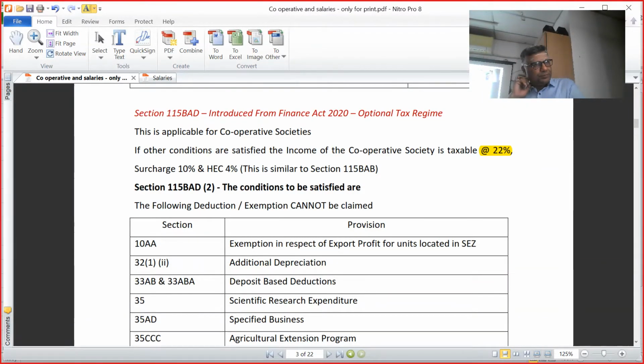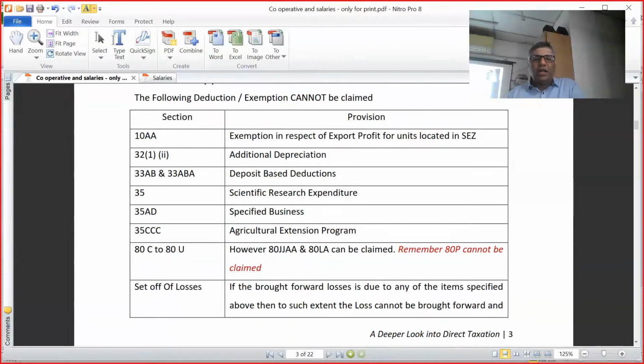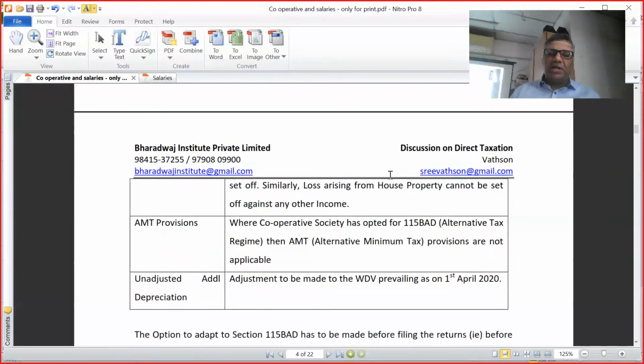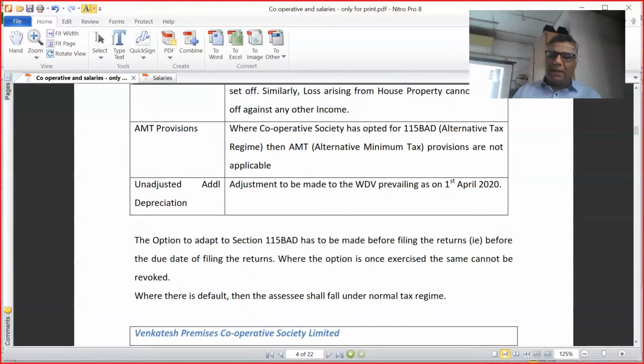What benefits? 10AA, additional depreciation, deposit based deductions, all asset based deductions, wherever you can claim assets as deduction. And all deductions under Chapter VI-A except 80JJAA. If you are ready to forgo, I am ready to give. If you have a loss brought forward, additional depreciation claimed last year, or unabsorbed depreciation, you cannot claim it. So if you forgo all these benefits, I am ready to do that. AMT provisions will not be applicable.